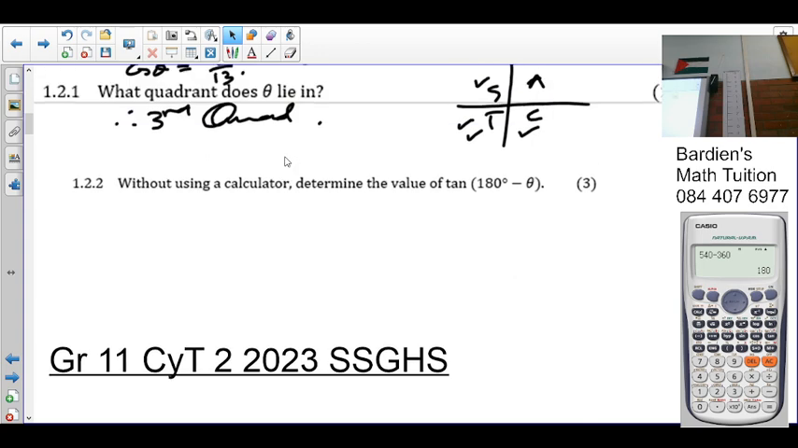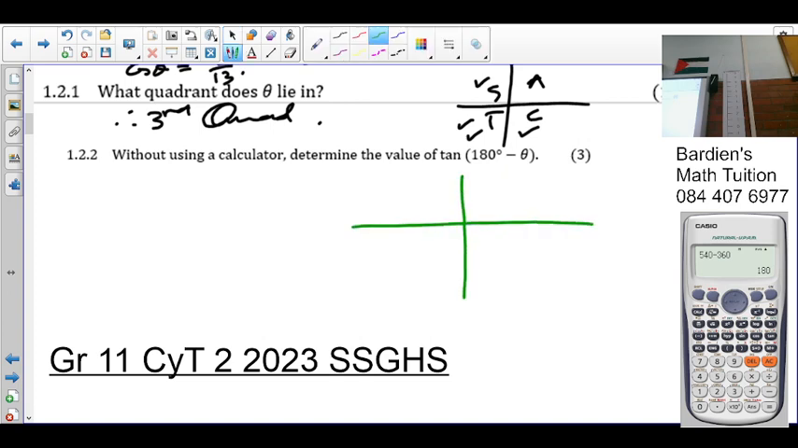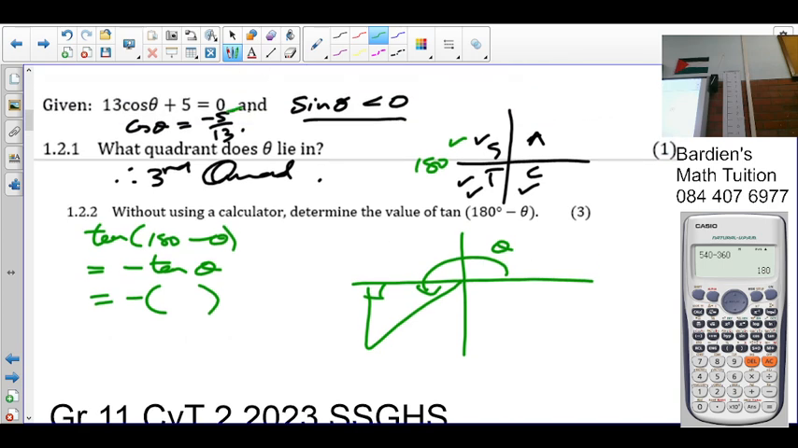Then the question says, without using a calculator, determine the value of tan of 180 minus theta. So of course we're drawing it in the third quadrant. That is your theta angle. So tan of 180 minus theta is then going to be in quadrant 2. So it's negative tan of theta. We need that ratio above, so that is adjacent over hypotenuse. So your adjacent is 5, hypotenuse is 13.